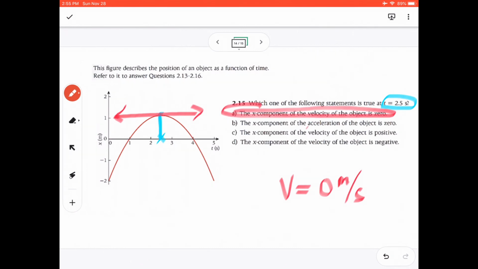Why not acceleration though? Because we can solve, this is v-t. If we have a v-t graph and we solve for the slope, that's the acceleration. But for a p-t graph, meaning a position-time graph, if we solve for the slope, that is velocity.